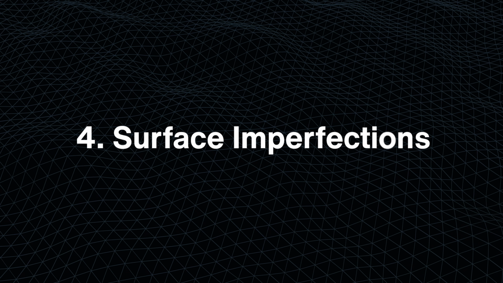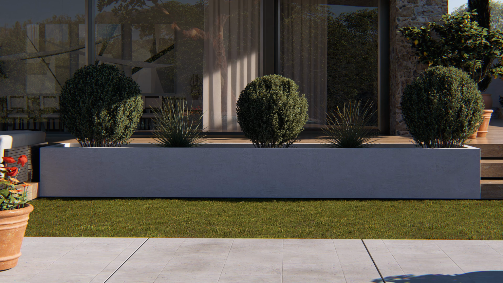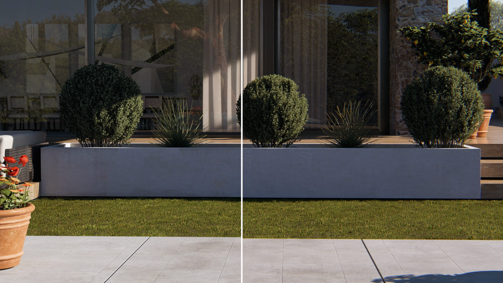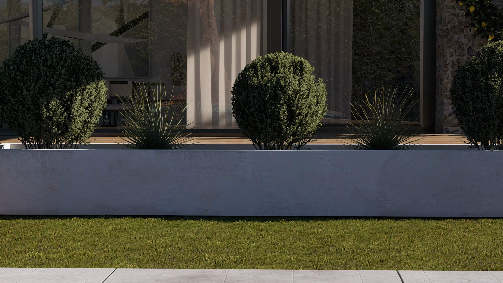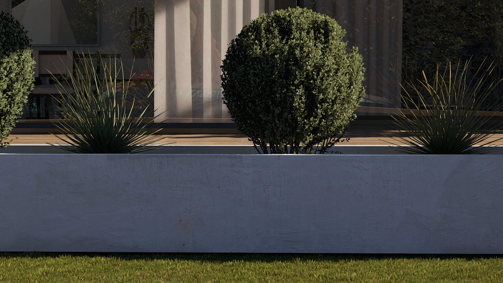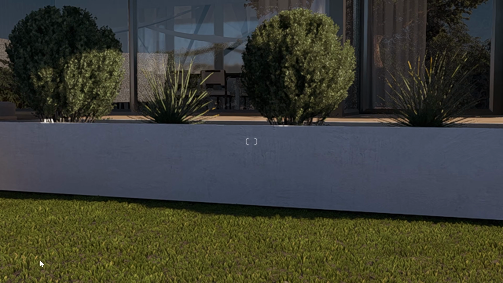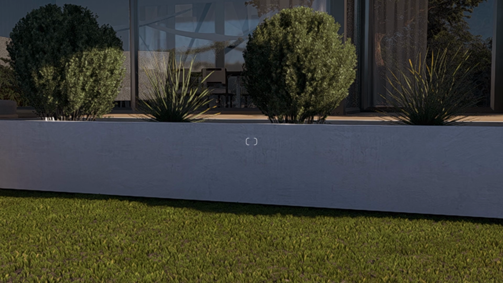Next up is surface imperfections using decals. These add micro detail and break up texture repetition, which is crucial for large surfaces like floors or walls. Let me show you what I mean. Look at this wall. The material is good, the texture is high quality, but it's too uniform. This is where decals come in.